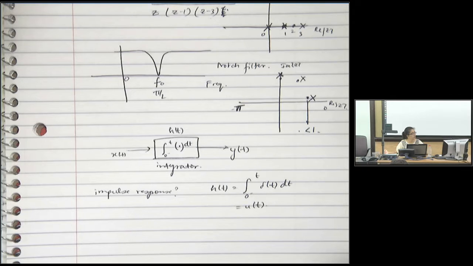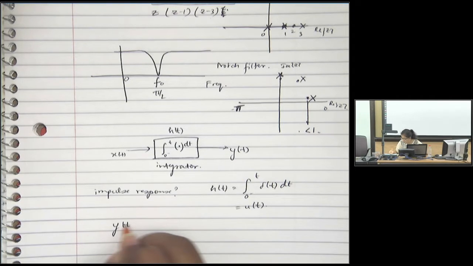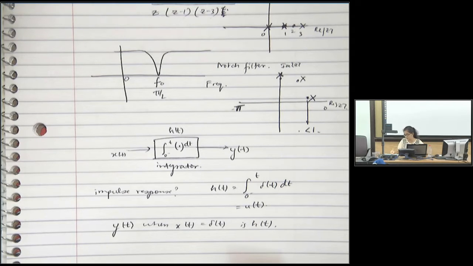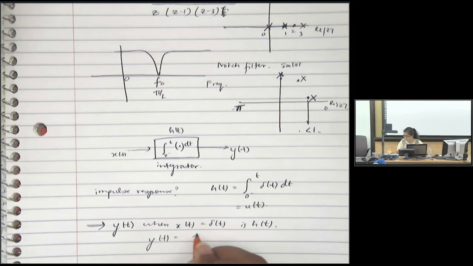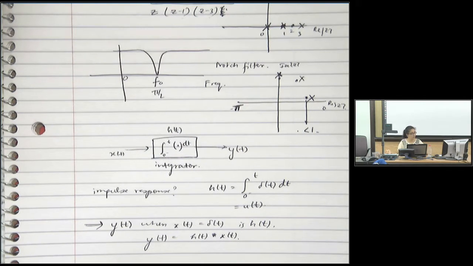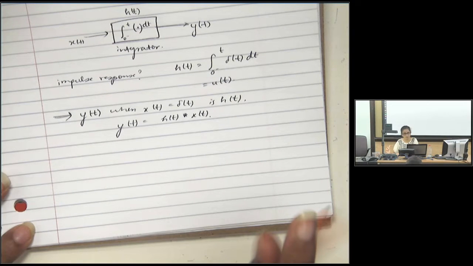Why is it h of t, not y of t? Y of t, when x of t is equal to delta of t, is h of t. In the general case, y of t will be the convolution of h of t and x of t. Okay, so now, how will you find the transfer function from here?